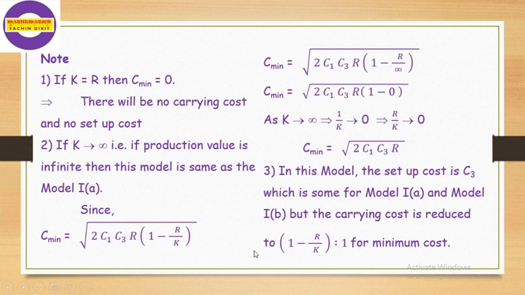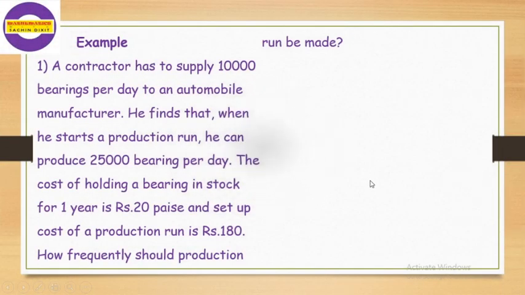Now we solve some examples corresponding to this model. First example: a contractor has to supply 10,000 bearings per day to an automobile manufacturer. He finds that when he starts a production run, he can produce 25,000 bearings per day. The cost of holding a bearing in stock for 1 year is rupees 20 paisa, and the setup cost of the production run is rupees 180. How frequently should the production be made?